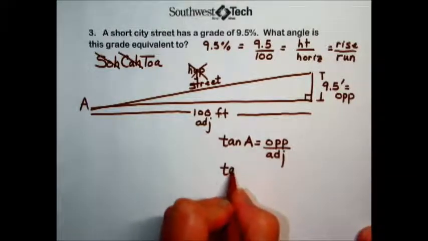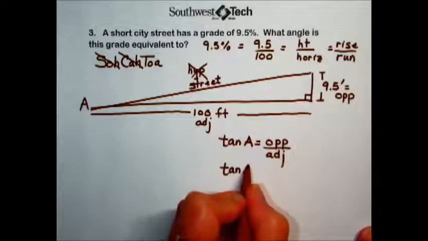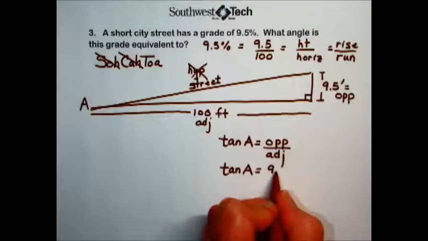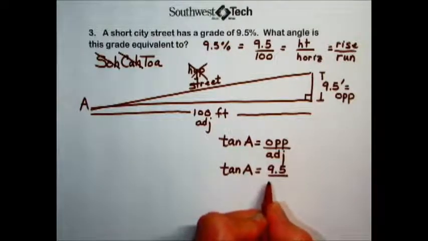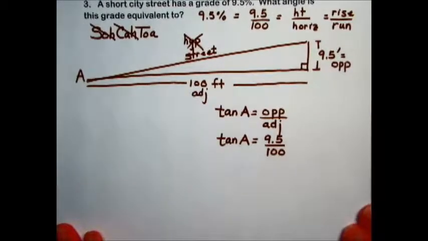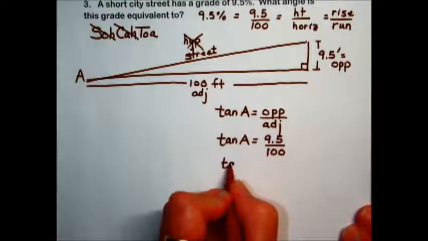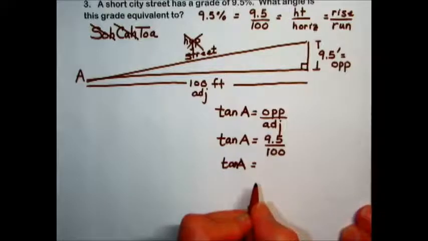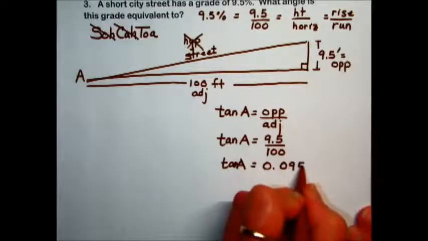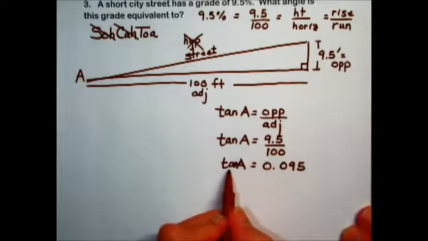Replacing the variables with the values from this problem, we're looking for the angle that's our unknown. Our opposite has a value of 9.5, and the adjacent has a length of 100. Simplifying this fraction will be our next step. So we will take the numerator and divide it by the denominator. 9.5 divided by 100 gives us a value of 0.095. To get A by itself, we need to undo the tangent.